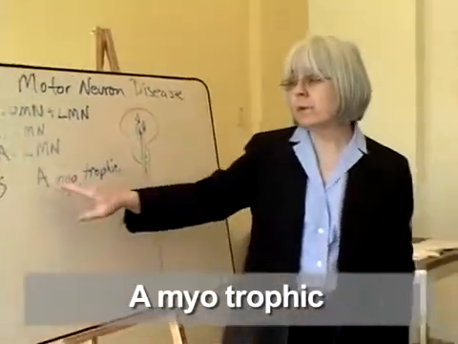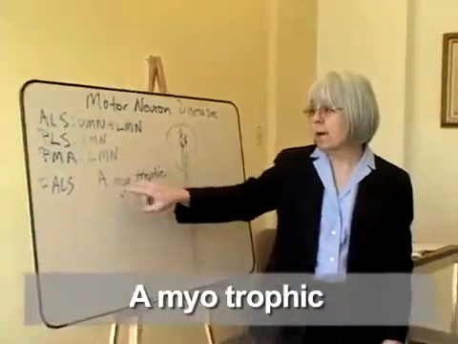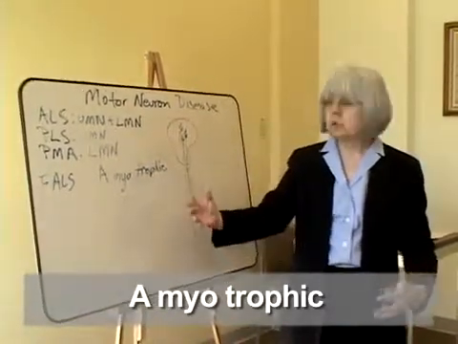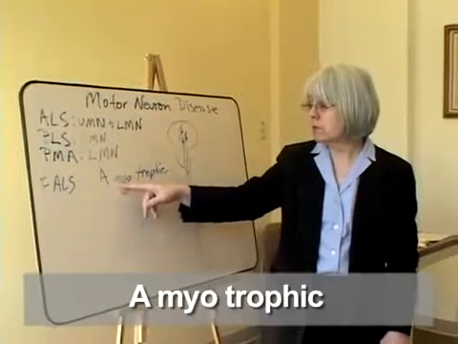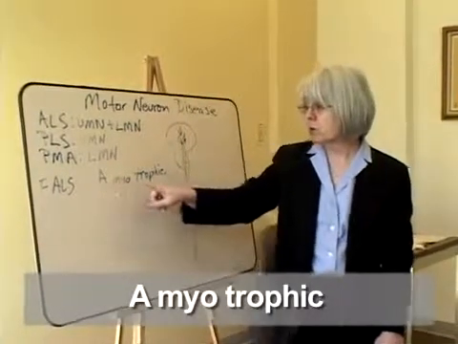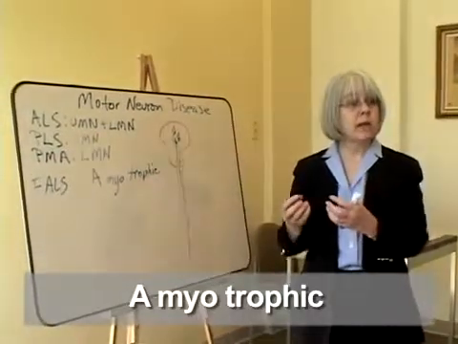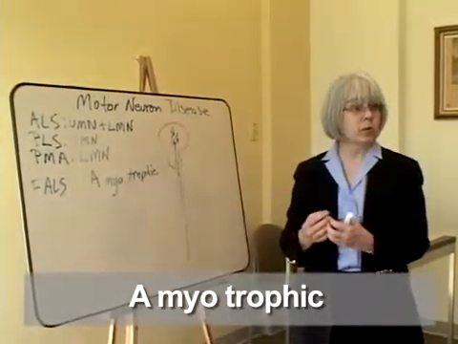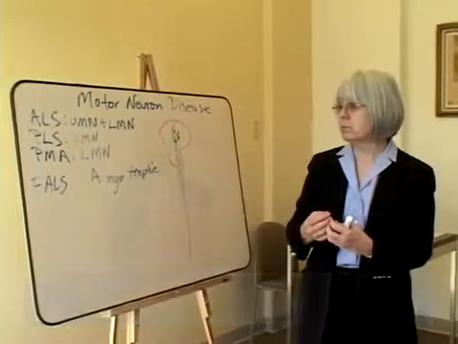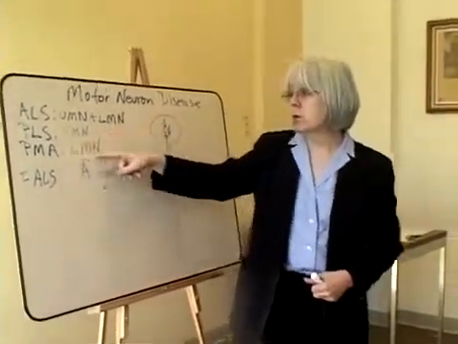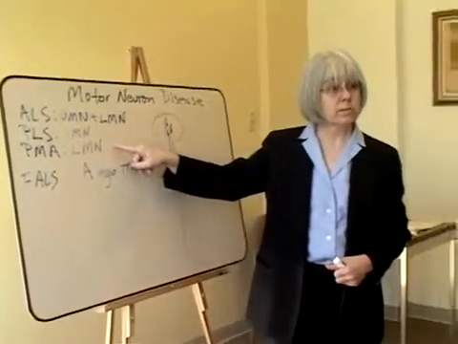And what is the environment that we're talking about with this term? Myo. And myo is muscle. So here we have muscle that is without trophic factors. And that muscle then withers and loses its ability to work. It becomes weak. And that is a reflection of lower motor neuron loss.